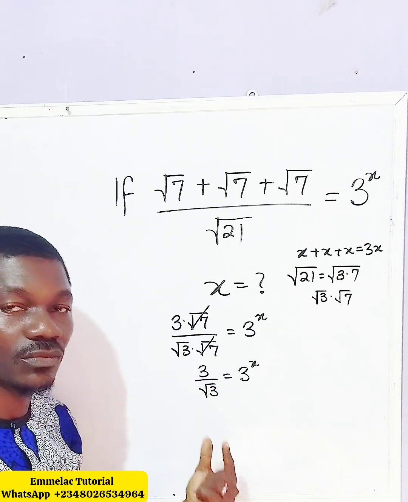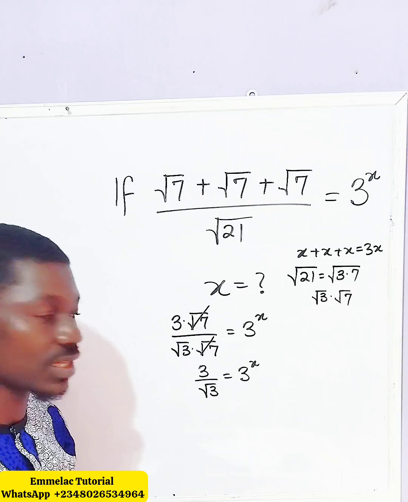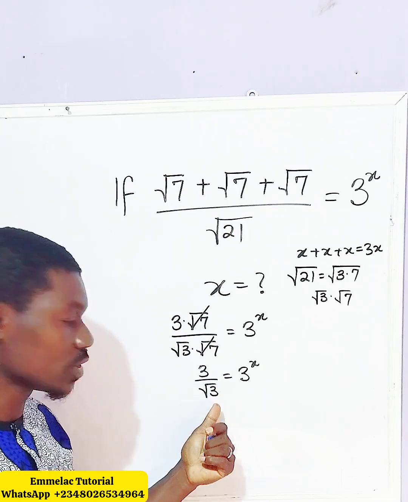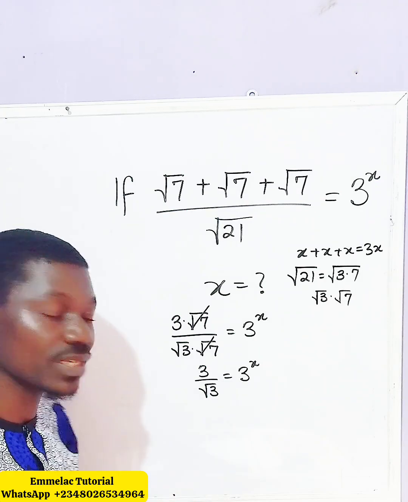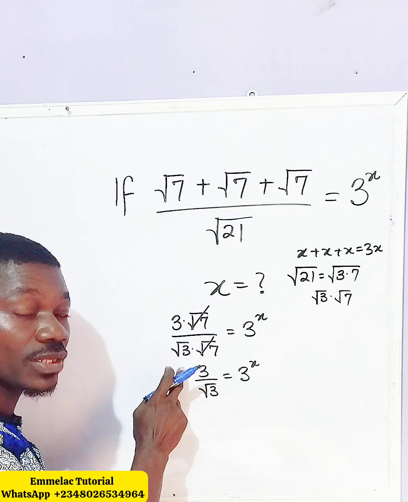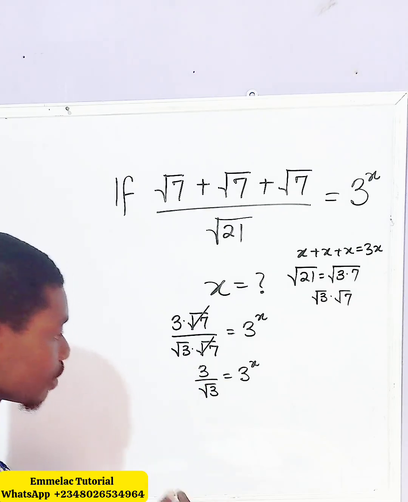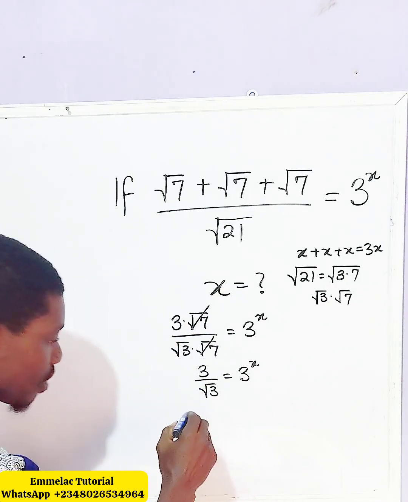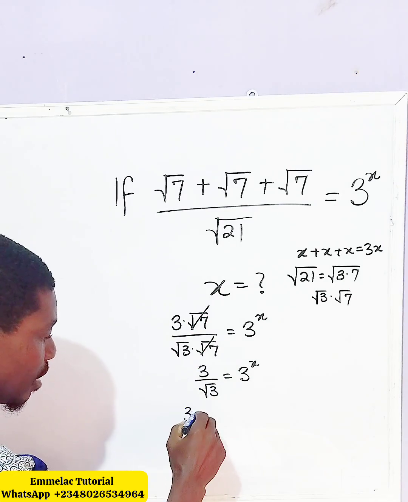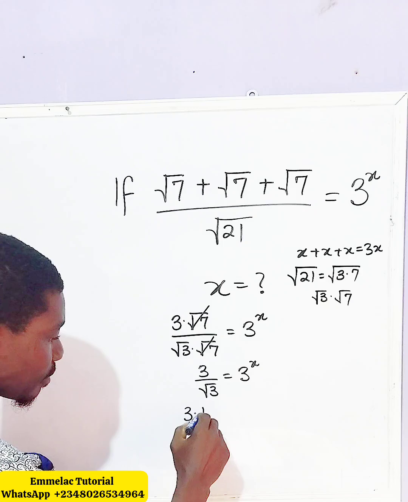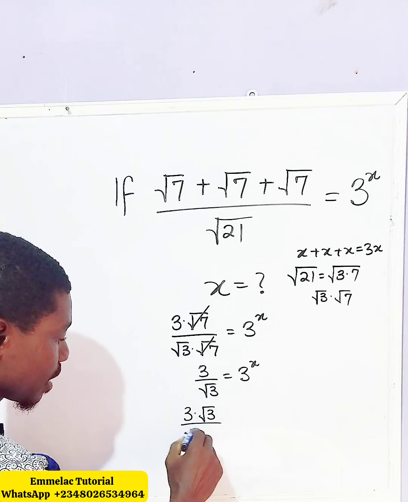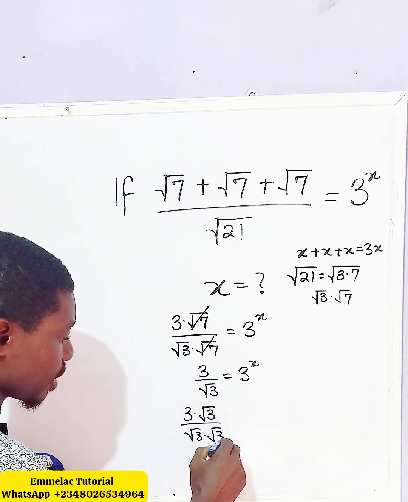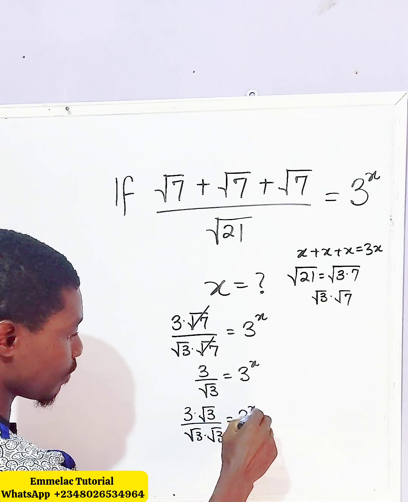So at the left hand side, we need to rationalize. What are we rationalizing? It is to undo this irrational number here. And rationalizing means we multiply both the numerator and the denominator by the denominator. So at this point we get 3 times root 3 all over root 3 times root 3, then equals 3 raised to the power of x.